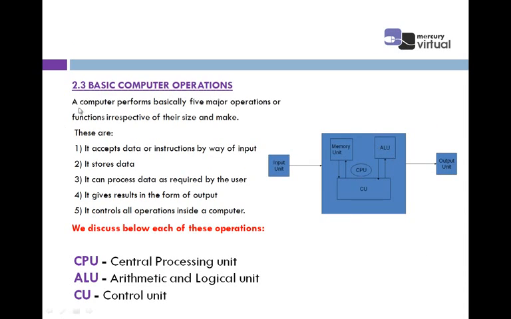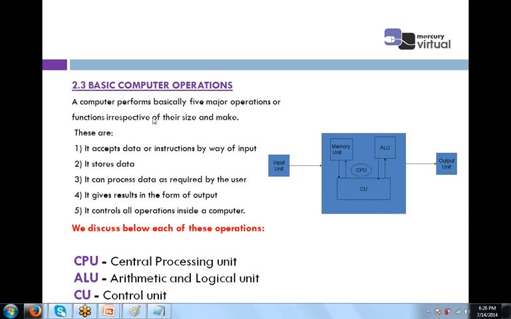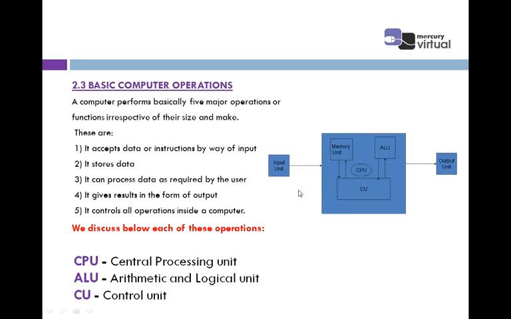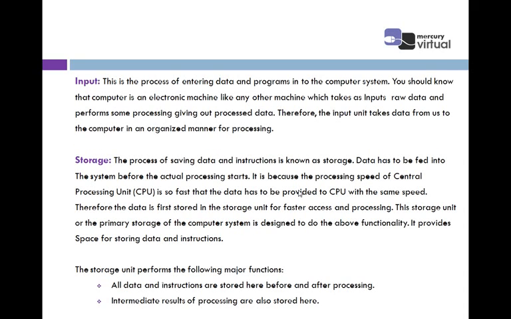Then another topic is basic computer operations. Basic computer operations include 5 major components. First of all, it accepts the data or instructions by way of input. It stores data, it can process. CPU full form is central processing unit. ALU is arithmetic and logical unit. Then there are some basic concepts like input and storage. Input means we can input the data. Storage means we can store the data in the computer so that the CPU can perform the operations.